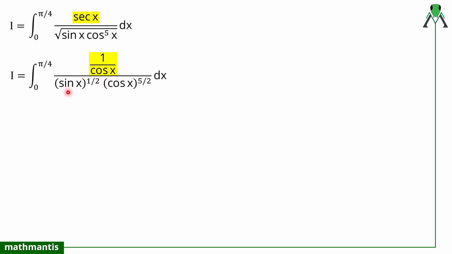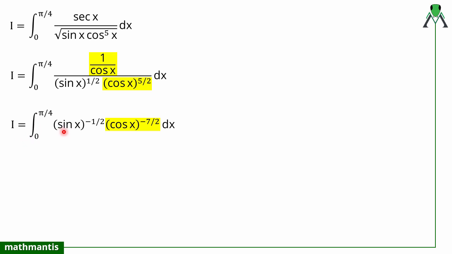Now I will combine the terms. Here it is 1 upon cos x, here it is cos x raised to power 5 by 2. I will combine these two terms. So cos x raised to power 1 and cos x raised to power 5 by 2, those terms will get multiplied. It will become cos x raised to power 7 by 2. But that will also come in the denominator only. So to bring it to the numerator, I will write the power as negative. Here it will become sin x raised to power minus 1 by 2. Here it will become cos x raised to power minus 7 by 2. So now the integration will change to this.